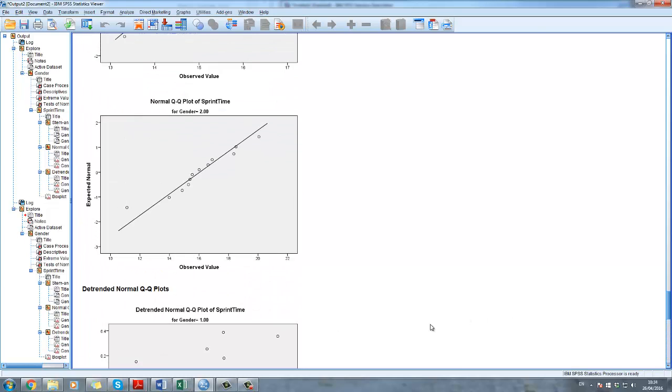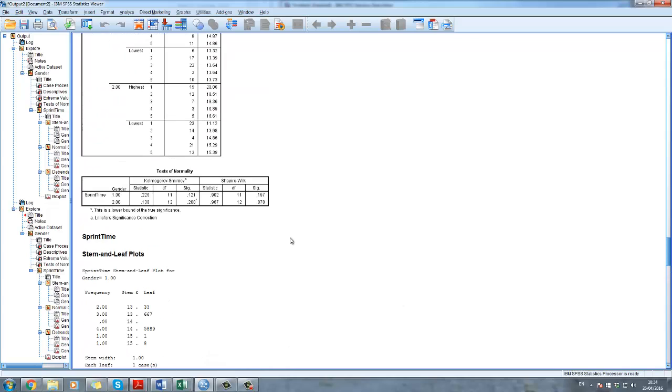If we scroll up, we will of course find our test of normality output here. Looking at the Shapiro-Wilk, we can see that both of these, the gender 1 and gender 2, that is male and female, have a non-significant Shapiro-Wilk test. That means, of course, that we have passed our test of normality because the distribution is not different than a perfect distribution. Therefore, we do not have to delete the final outlier because we have a normal distribution.